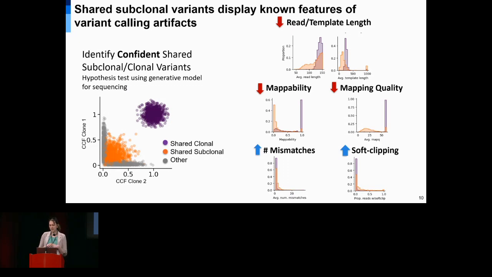What we find is that these shared subclonal mutations are fully consistent with what we would expect to see in artifactual variant calls. They have lower read lengths, lower mappability, higher numbers of mismatches, and so on. So we believe this is a reliable way to identify a set of artifacts in our data.